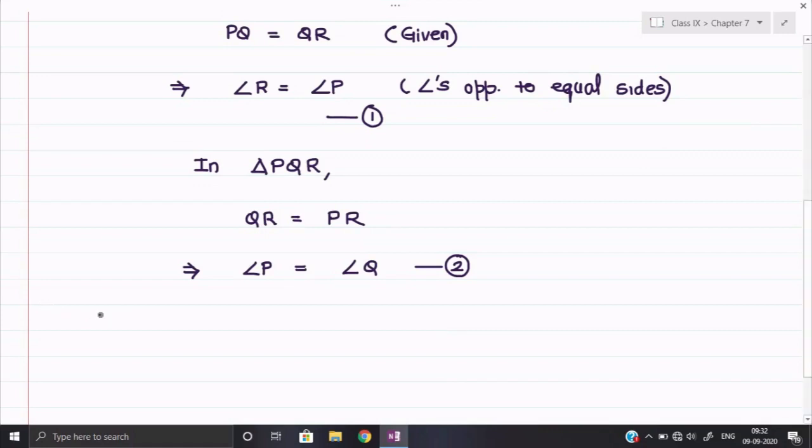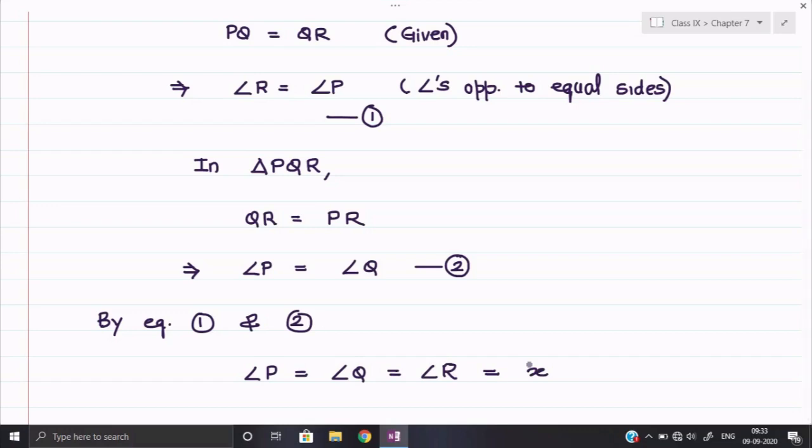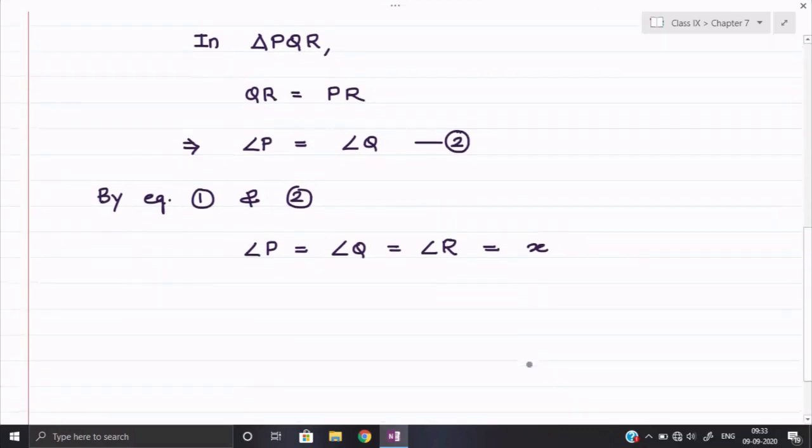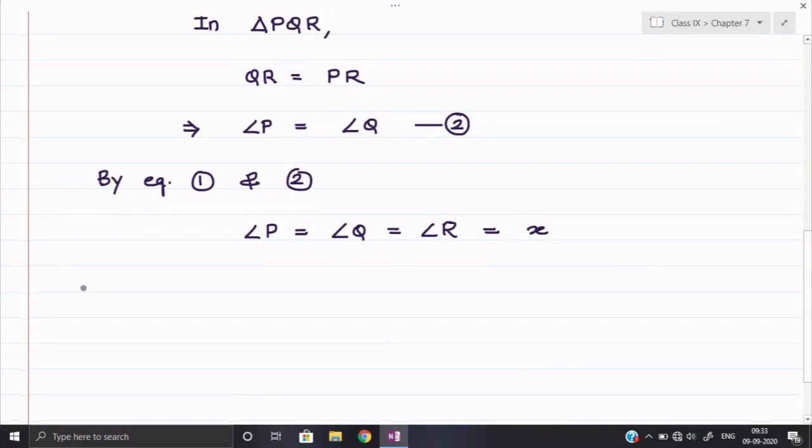So here we can say that by equations 1 and 2, angle P is equal to angle Q is equal to angle R, right? All three angles are equal. I am supposing them equal to X. One thing is very clear over here: all three angles are equal. But we haven't proved here that all three angles are equal to 60 degrees. That is required. So now let us proceed to that part.